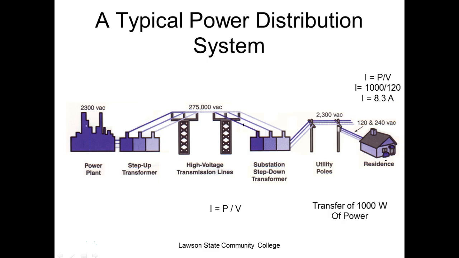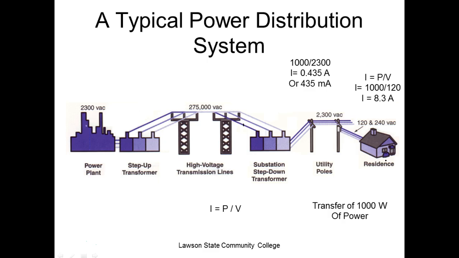But what happens over here on the 2300 side? Now all of a sudden I'm delivering it at 2300 volts, and what's my current? 435 milliamps. Which means what? I can use smaller wire. Or I can go to a different type of metal besides copper. You understand that? So transformers do not change power. They just change the voltage that power is delivered at. People say transformers vary voltage, but if they vary voltage, they're also going to vary the current, because they don't change the power.